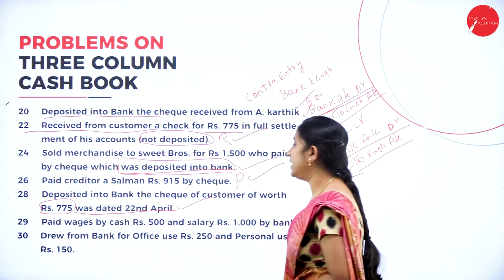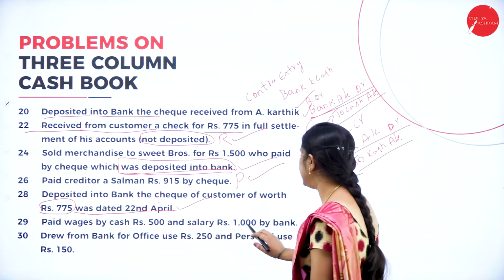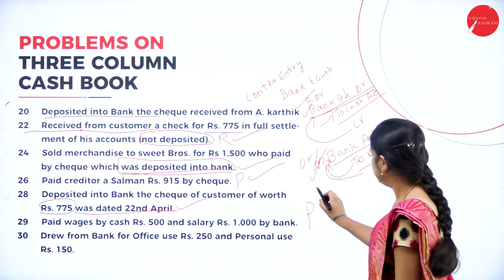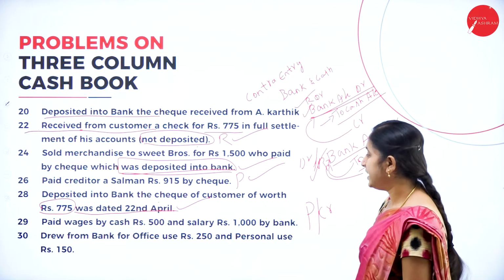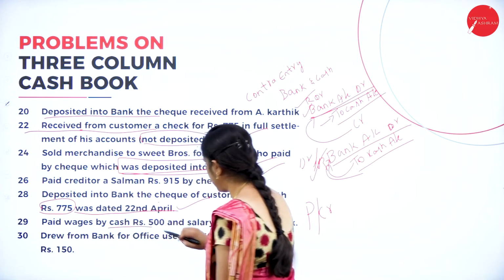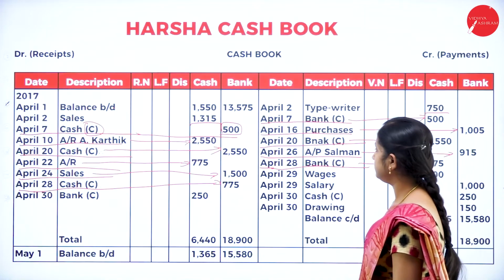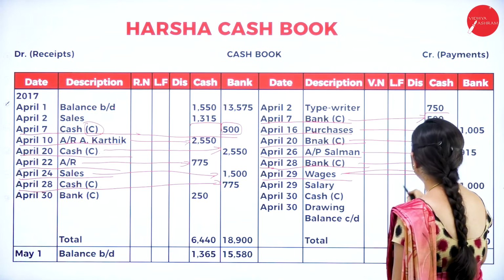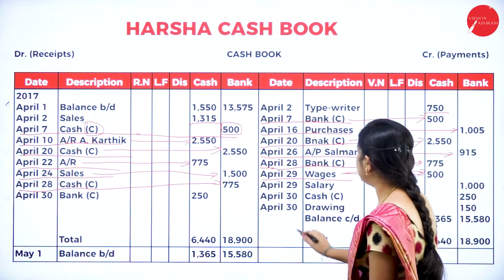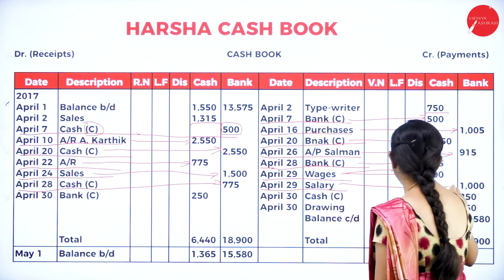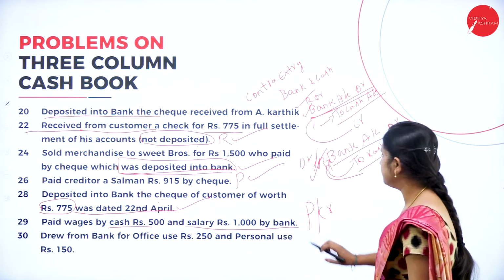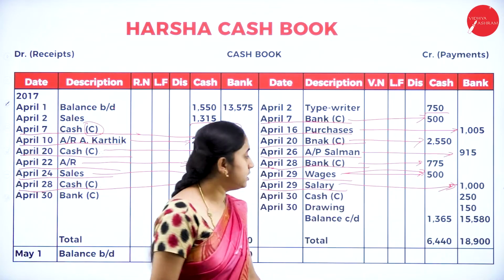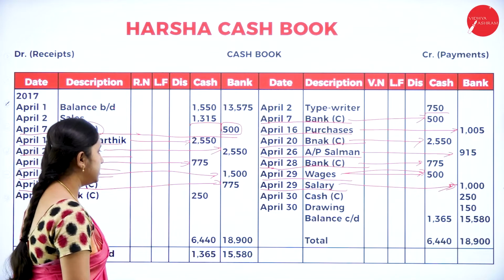Next, paid wages by cash 500 and salary rupees 1000 by bank. Both are payments, so write in the payment side, that is credit side. Wages 500, wages by cash, amount should be written in cash column. 29th, wages 500, wages paid through cash, so 500 in the cash column. Again on the same day, salary through bank, paid salary 1000 by bank, so amount in the bank column rupees 1000.